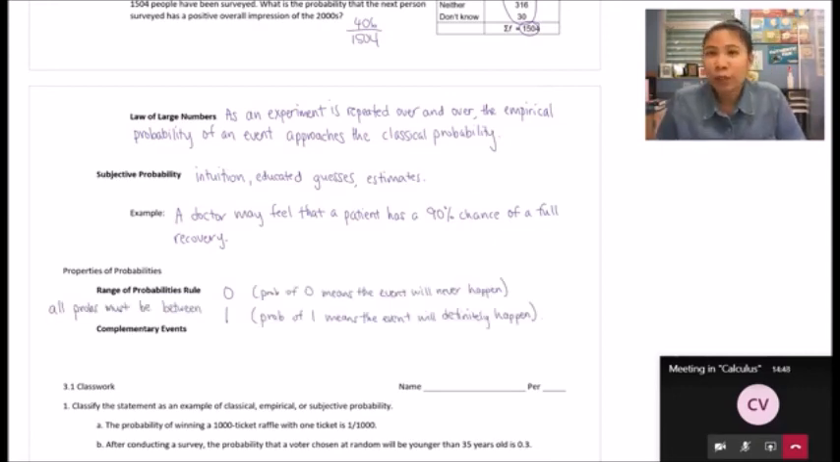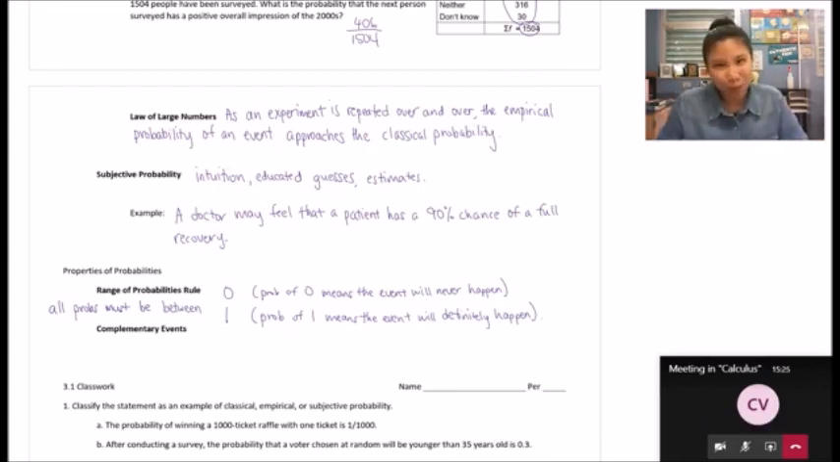If your event has a probability of 0, that just means the event will never happen. The opposite side, if you have a probability of 1, that means the event will definitely happen. And then all the numbers in between, so 0.9 would be closer to it happening, like a 90% chance of rain. It means you're pretty much going to get rain that day, but there's a slight chance that you might not.